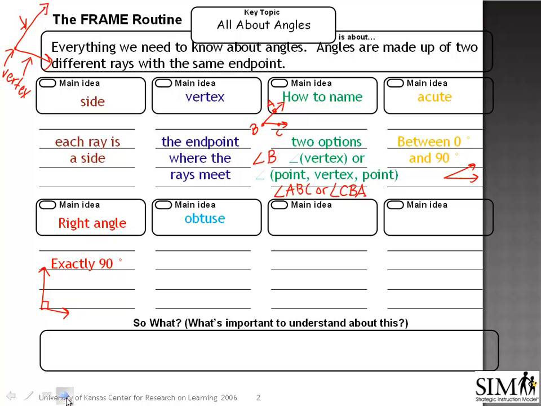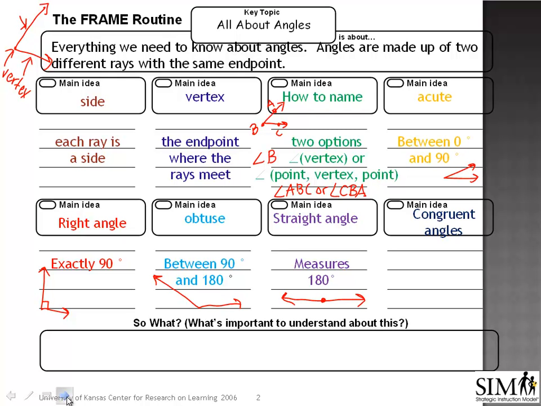Our next main idea is obtuse. Obtuse angles are between 90 degrees and 180 degrees. So if this is one ray, and here would be the other, that would be an example of an obtuse angle. Our next main idea is straight angles. Straight angles measure exactly 180 degrees. So this would be a straight angle. Here's my vertex, and the rays go in opposite directions.